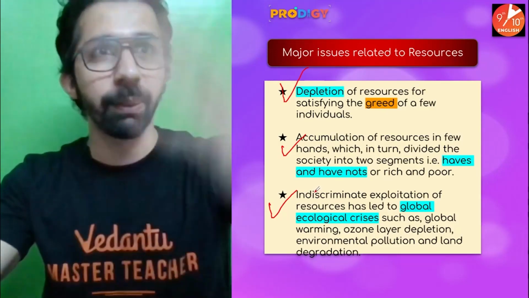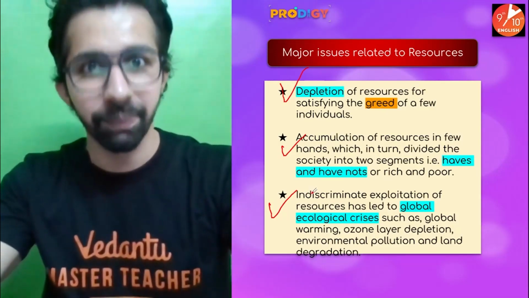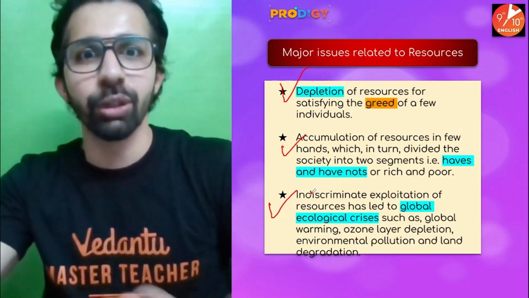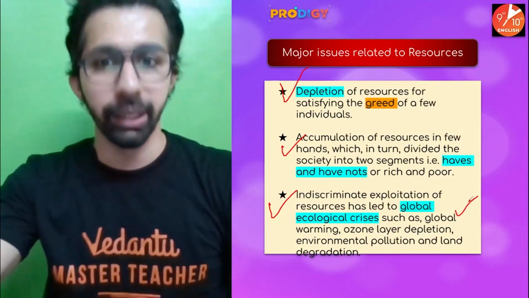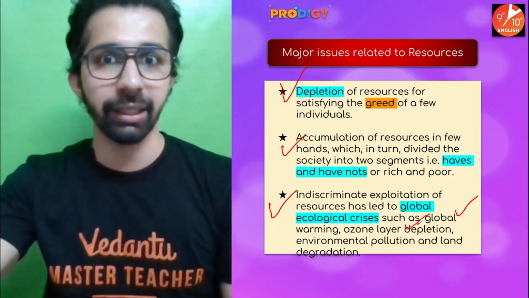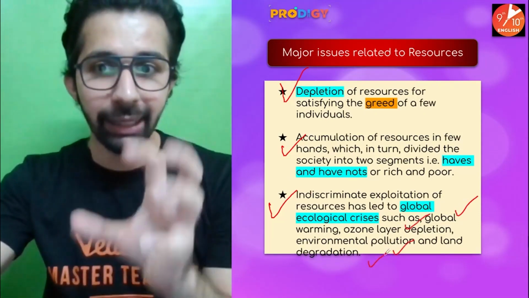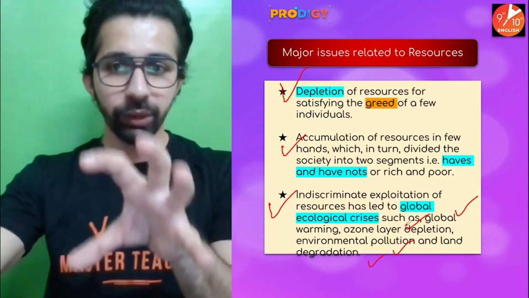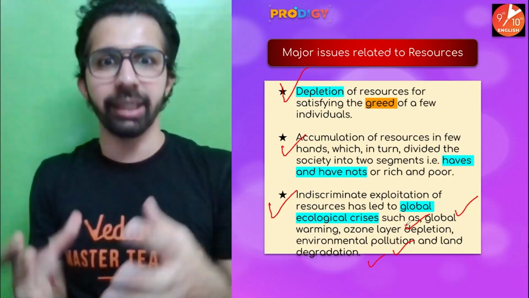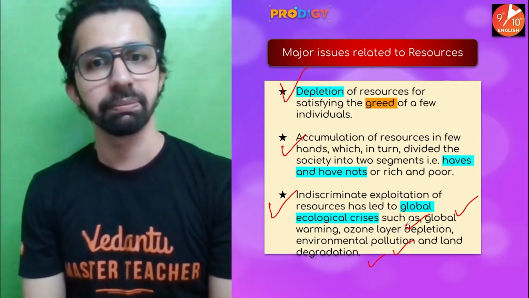Not only this, what about the environmental pollution which is created? Due to the indiscriminate use of these resources, lots and lots of problems are created like global warming, the ozone layer is depleting, pollution is increasing, land is degrading. There are many issues because of this indiscriminate exploitation of these resources.